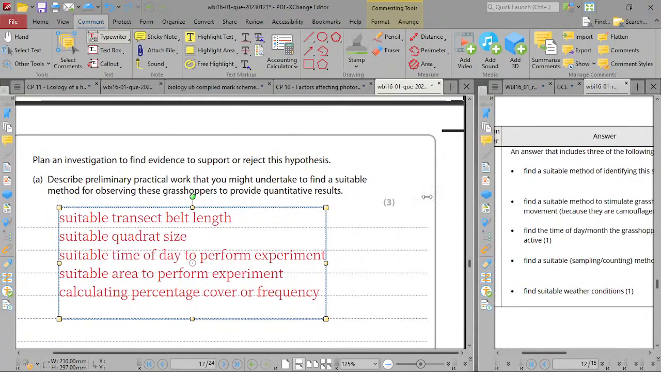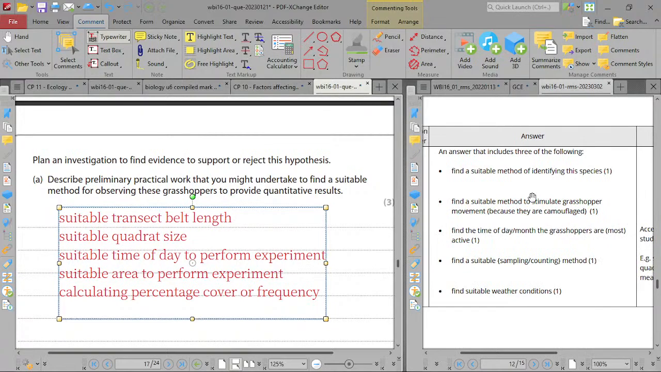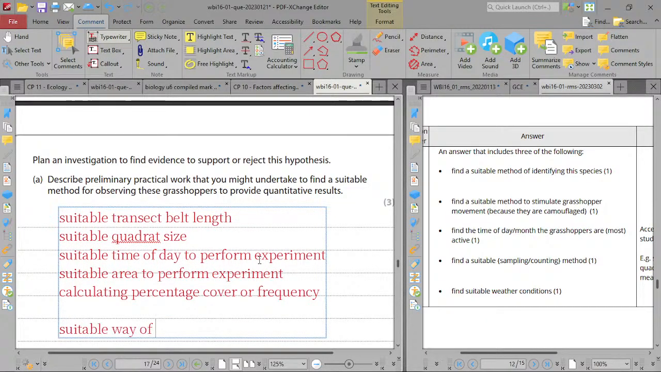Okay, so suitable method of identifying the species. That's another thing, right? Because we're identifying a species now. What does the species look like? How do we know it's a suitable method to stimulate grasshopper movement because they're camouflaged? This is why I should have read the question.